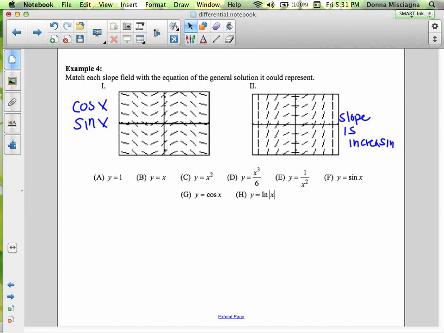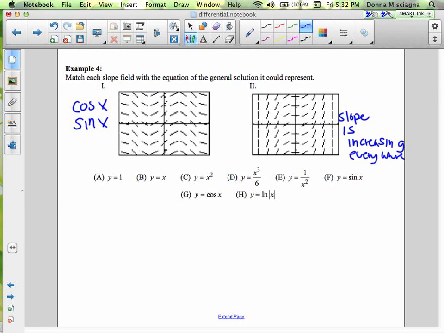It can't fit in. So I need somebody whose slope increases everywhere. All right? Somebody who has a slope that increases. I'm not gonna solve every single one of these, although we could, couldn't we? Get a little practice on.